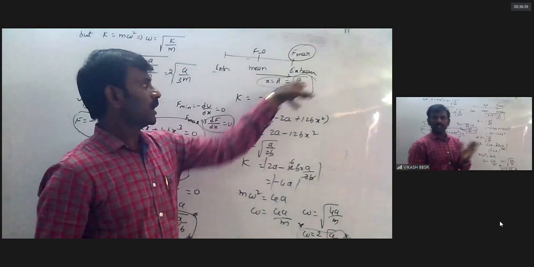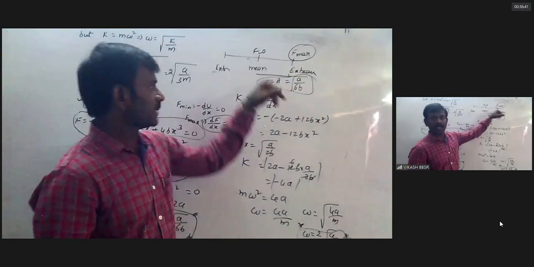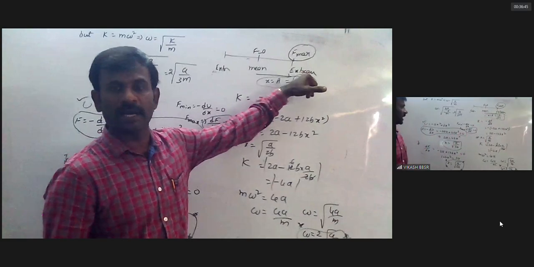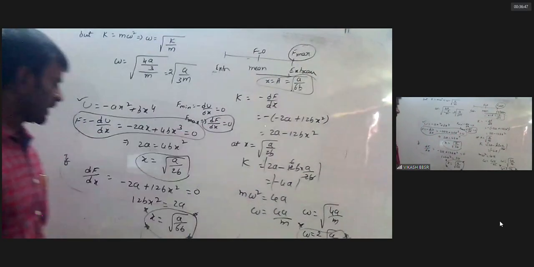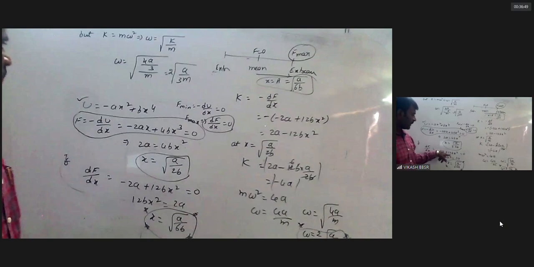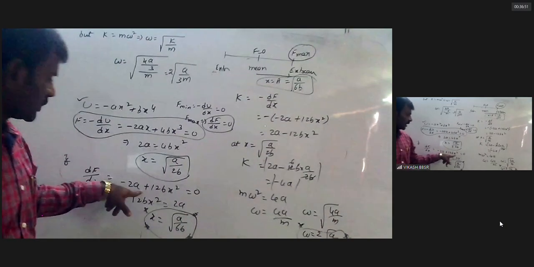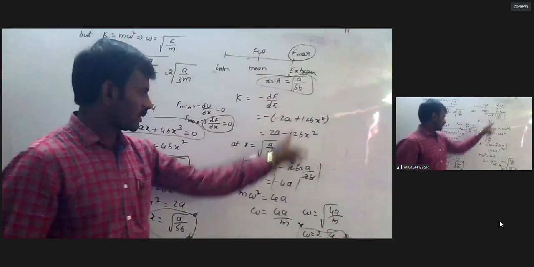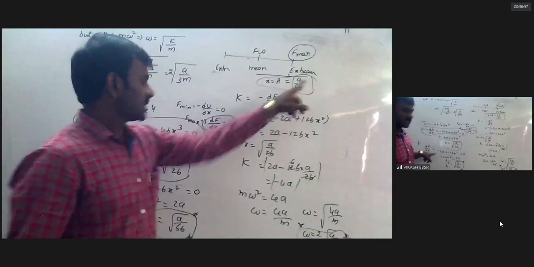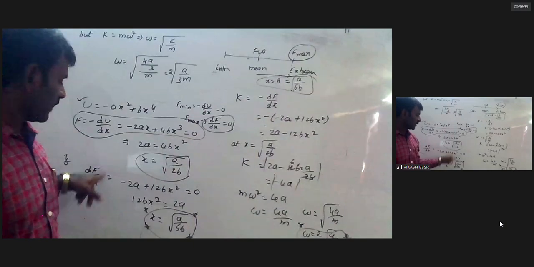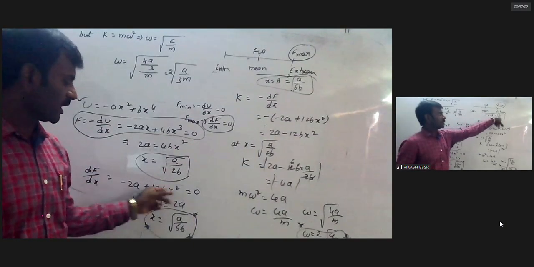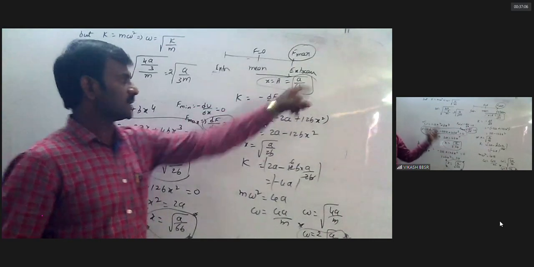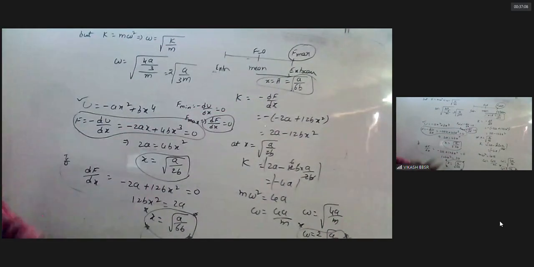So the oscillation should occur between the 0 and the maxima. So at what position we need to get that df by dx is equal to what? Formula minus 2a plus 12b into x square. If you take x is equal to a by 6b, we get df by dx is 0. So x value between 0 to root a by 6b. That's why we have taken a by 2b.